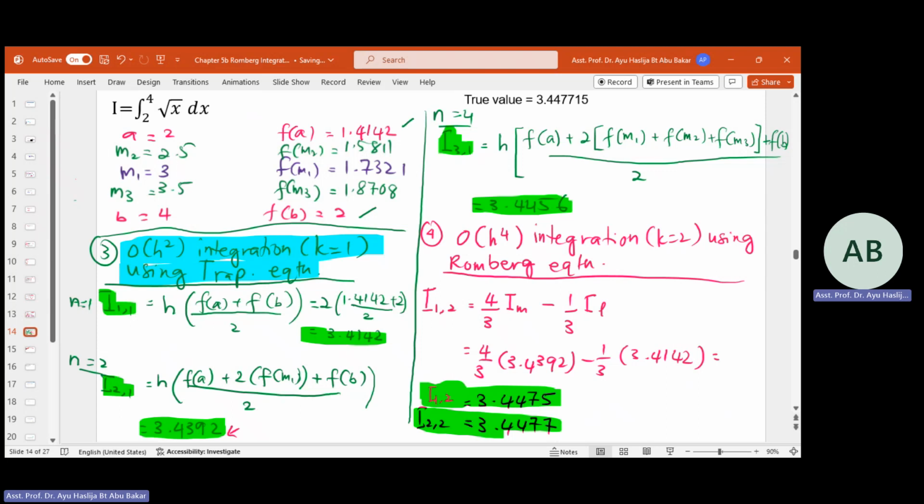Just now we are given the true value is 3.447715. Okay, true value. So at level 2, integration K2, OH power 4, we can already obtain a value similar to the true value. Okay, any question?